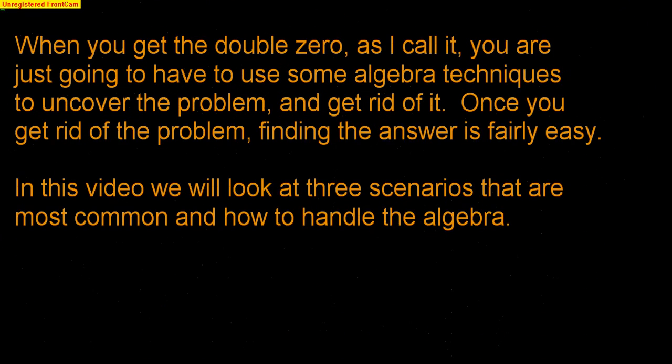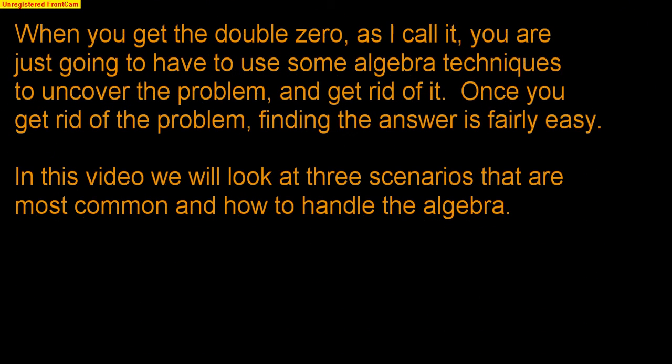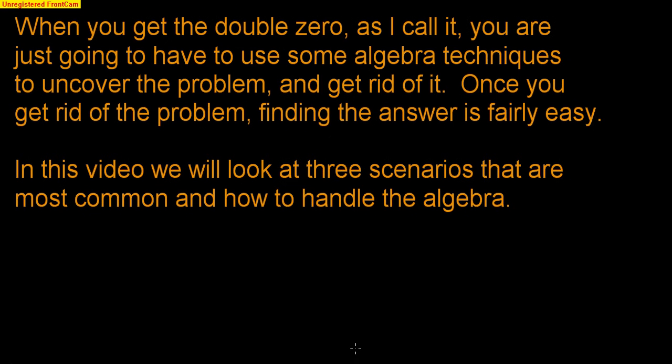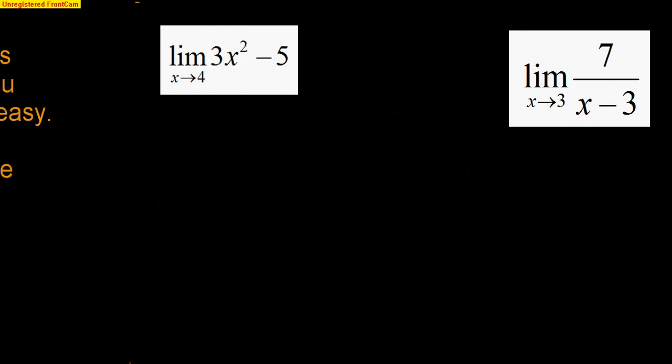When you get the double zero, as I call it, you are just going to have to use some algebra techniques to uncover the problem and get rid of it. There's obviously something going on in the problem that's creating this zero on top and zero on the bottom. You need to remove that problem, and then you can find the answer pretty easily. In this video, we're going to look at three different scenarios, the most common ones, and how to handle the algebra behind them. I think we'll find that case 1 and case 2 are pretty simple. It's that third case that's going to cause some trouble.